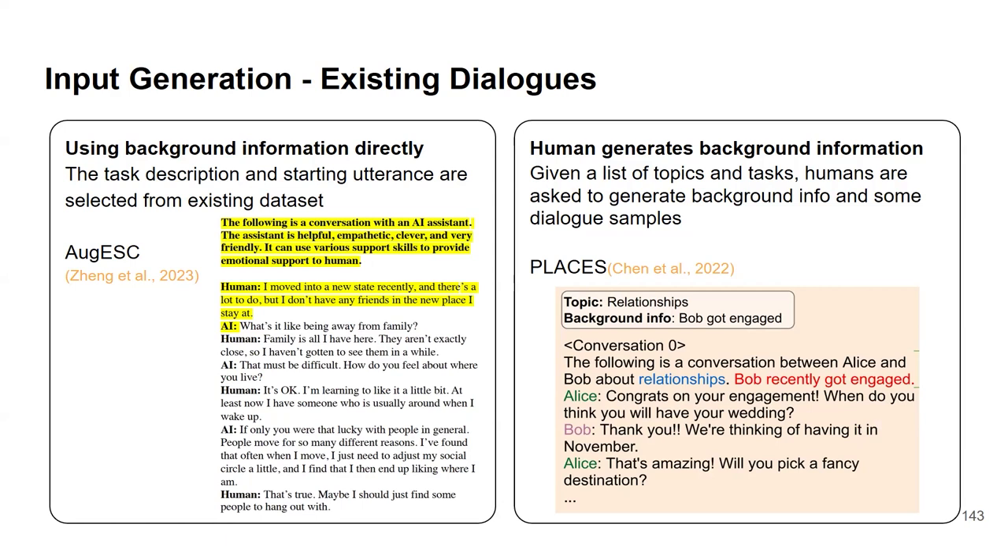This starting point is important because it ensures the quality of the conversation. If we have a well-written description, we can have a coherent conversation. Because of that, some papers like Places ask humans to generate the background information, and also to generate some samples of the conversation that will be used as few-shot examples for prompting an LLM to generate a conversation.